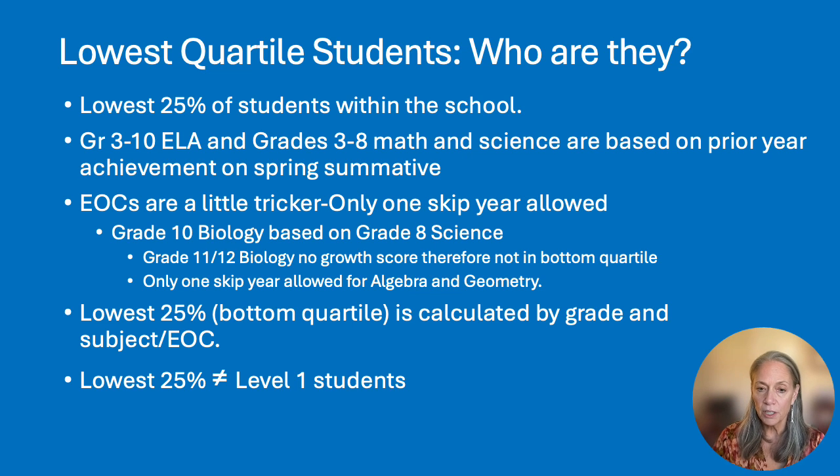The EOCs are a little trickier. Biology, if a student is taking it in 9th grade, then their prior year achievement comes from their 8th grade science score. But if a student takes biology in 10th grade, there's actually a skip year there. We have to go back to their grade 8 score to get that information. So we will not go more than one skip year because growth with more than one skip year is really noisy and not precise, and that wouldn't be fair to use it. So only one skip year is allowed for biology. That means grades 11 and 12 biology students have no growth score, therefore they're not in the bottom quartile for the school.